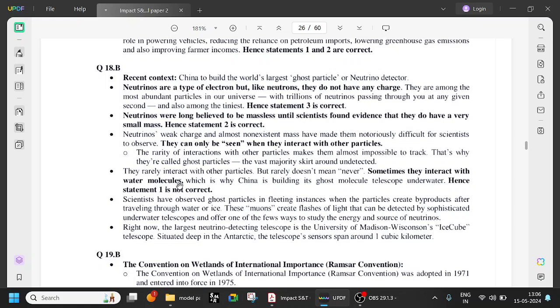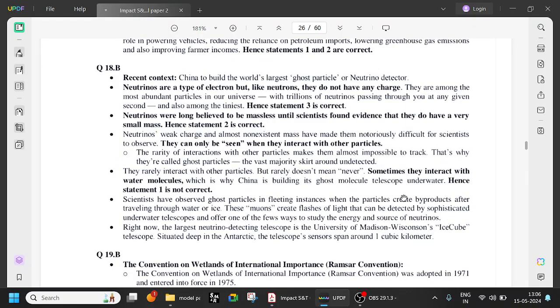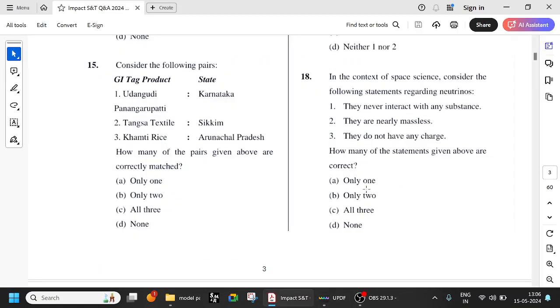And sometimes they interact with water molecules. So they never interact with any substance is also wrong. Okay, and they are nearly massless. Okay, that they do have a very small mass, which means nearly massless. So only two are correct. Okay, this two and three are correct.